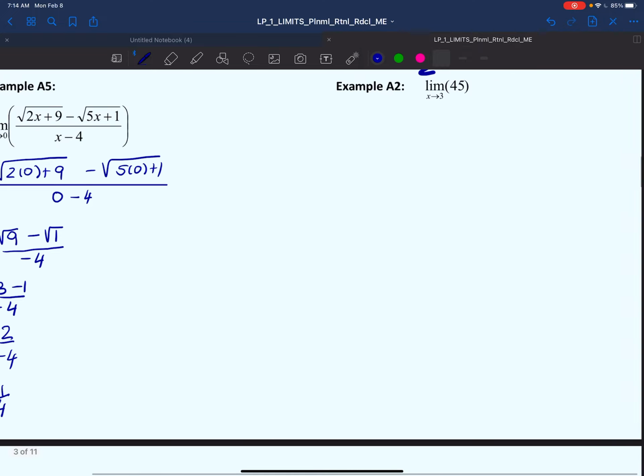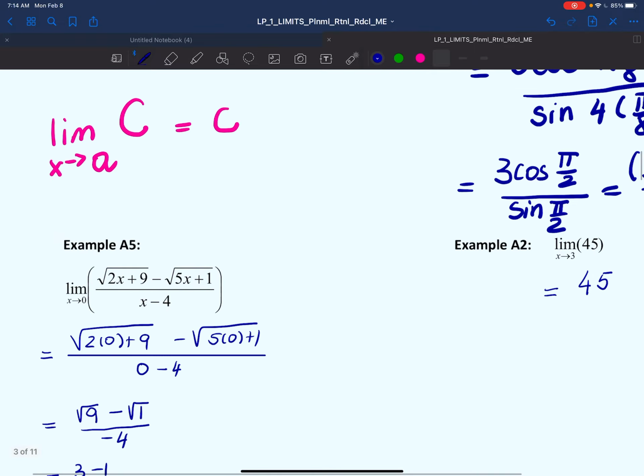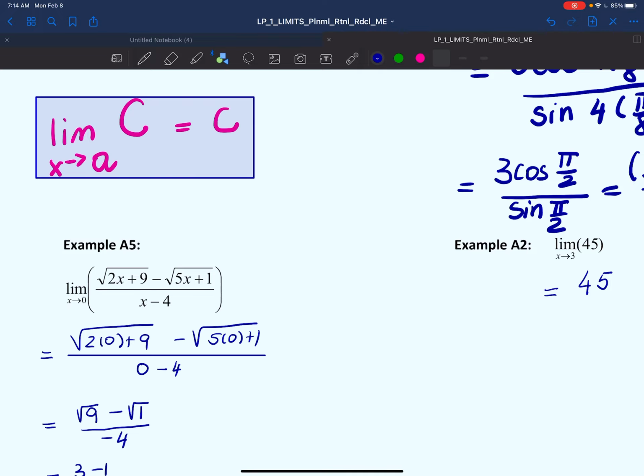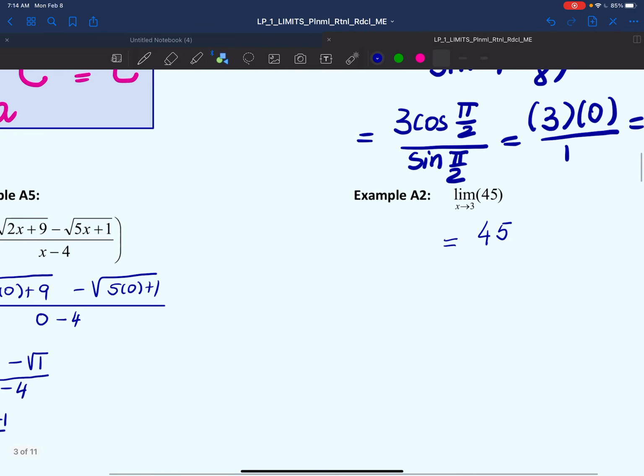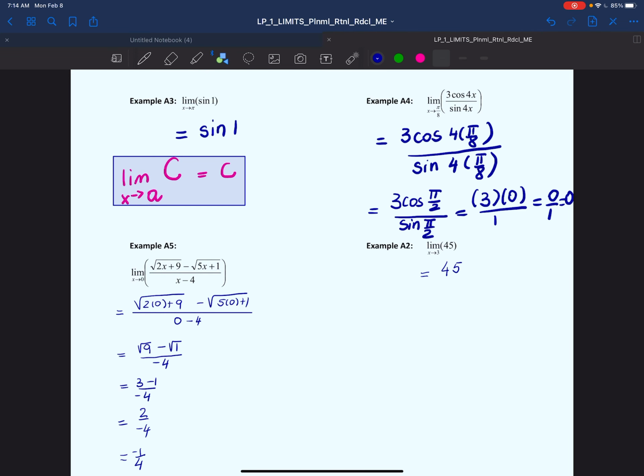Next question, the limit as x approaches 3 of the number 45. Again, we're going back to the same rule we just explained. The limit as x approaches a of some constant number would be equal to that constant number. So in our case, 45. So simple limits are pretty straightforward.